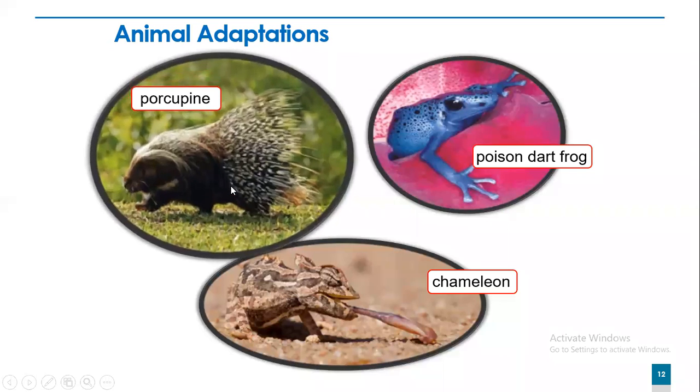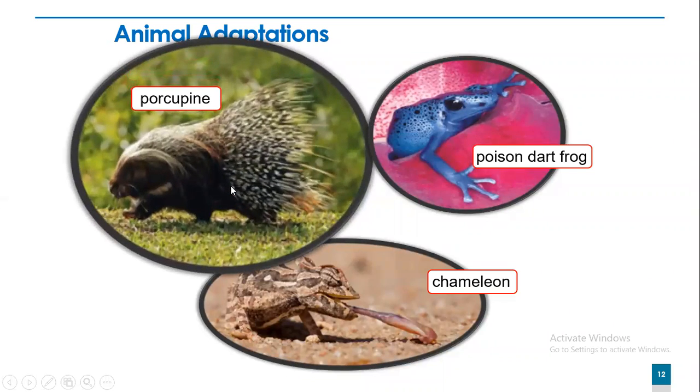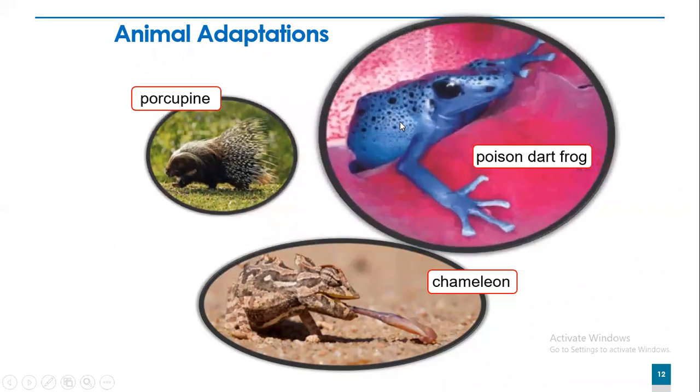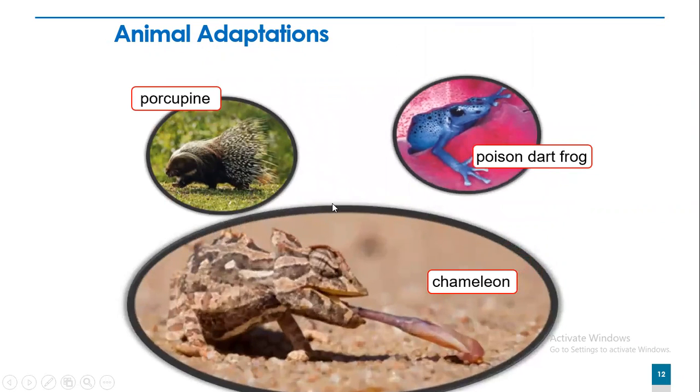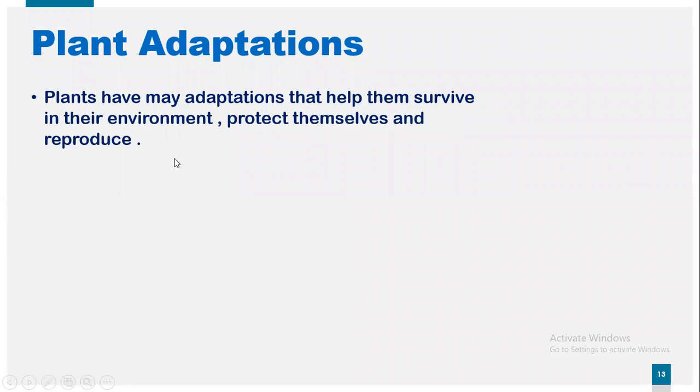Animal adaptation: porcupine, its adaptation is what? Sharp quills. Poison dart frog, bright colors. Chameleon, its long tongue, or changing color, or even its eyes.